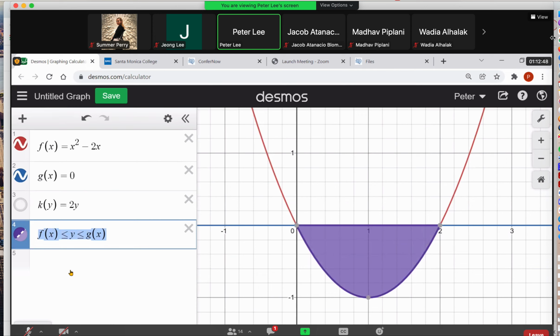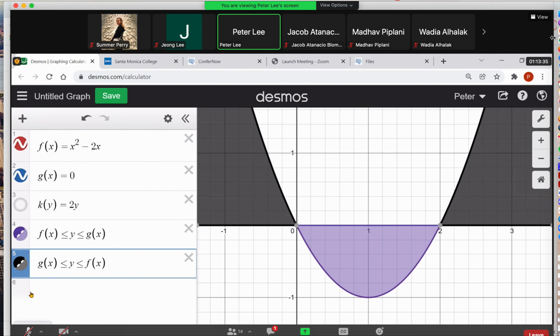And so for the purple portion, the upper boundary is y equals g of x. The lower boundary is y equals f of x. For the black region, the upper boundary is y equals f of x, and the lower boundary is y equals g of x. Okay? And actually, there's a way to compute this area too. Desmos actually allows you to compute the area, but that is not something I need to do here. If you do that, you will get the answer as a decimal. I don't think you'll get the answer as a fraction.